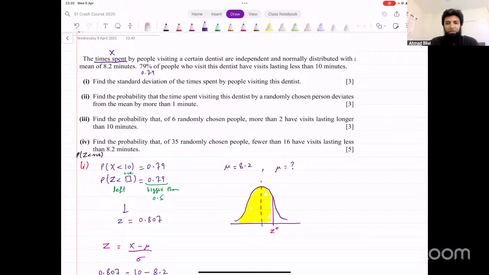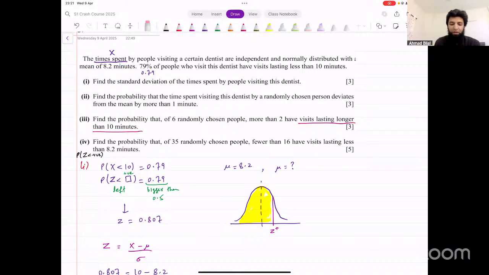What kind of distribution is that? That's a binomial distribution. We're talking about 6 people. Out of them, our criteria for success is a visit lasting longer than 10 minutes. So we are saying out of 6, more than 2 people are successful. And the criteria for success is that their visits last longer than 10 minutes.